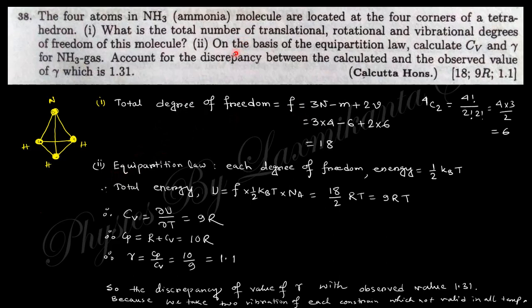And the second question: on the basis of the equipartition law, calculate Cv and gamma for this gas. So the equipartition law says for each degree of freedom there is an energy of half kBT. kB is the Boltzmann constant, T is the temperature on the Kelvin scale. So the total energy will be f, the degree of freedom, times half kBT, and there is Na, the Avogadro number of molecules present. So kB into Na is R and f is 18, so this is 9RT. This is the total energy.